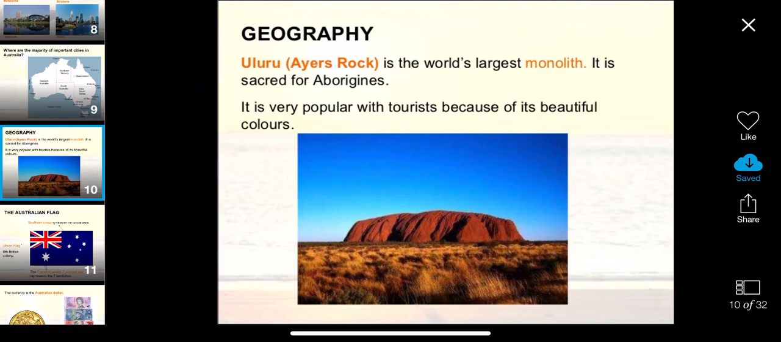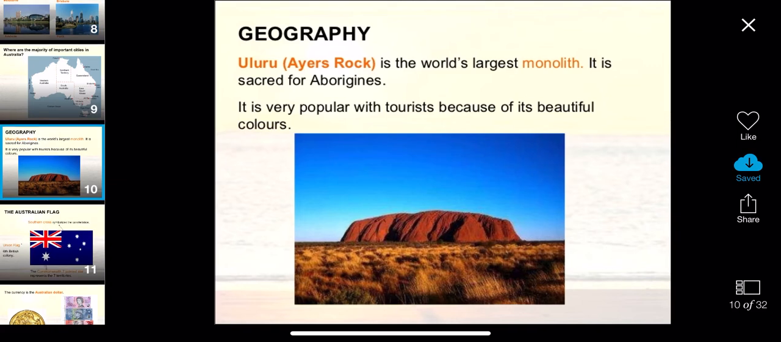Some of the geography facts about Australia are that there is a very famous landmark called Ayers Rock or Uluru. Uluru is what the Aboriginals call it, and it is sacred to them. It is very popular with tourists because of the beautiful orange colours, and it is surrounded by desert. It is very popular and famous around the world. So that is Ayers Rock or Uluru.